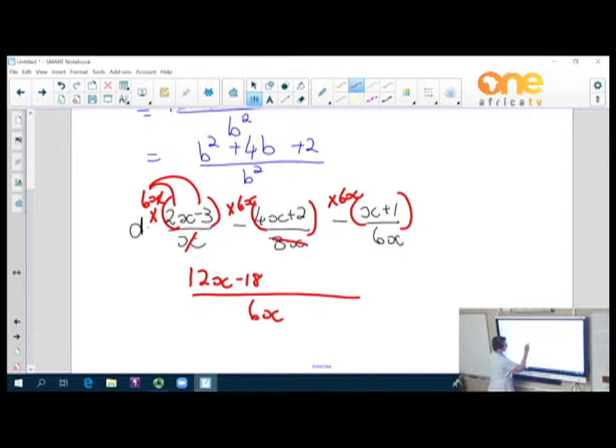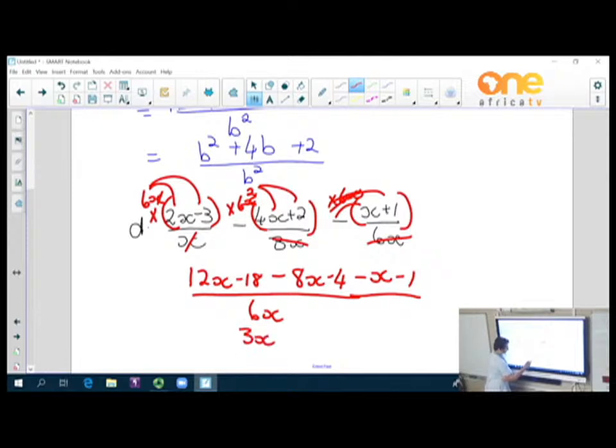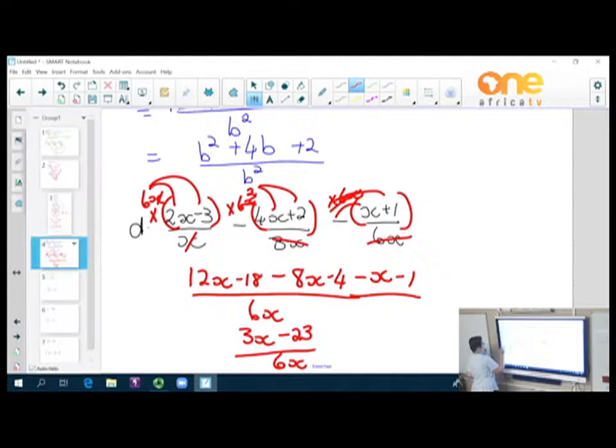Here it will cancel in 2 times. Multiply, so it's minus 8x minus 4. 6x will cancel out, but there's a negative in front, so it's negative x, negative 1. Look at that one then there. And now adding your like terms, so 12 minus 8 is 4, minus x is 3x, negative 18, negative 1, negative 19 over 6x.